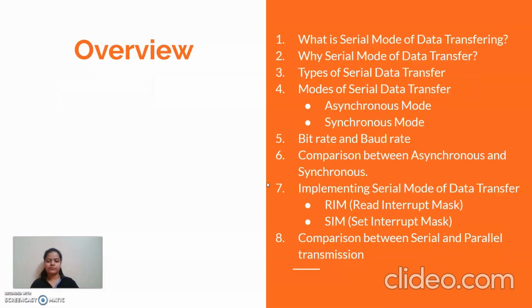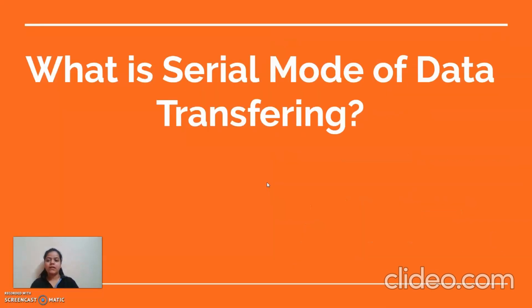This is an overview of what we are going to see in this presentation. First of all, what is serial mode of data transferring? Transferring of data as a single bit at a time using a fixed time interval for each bit. This mode of transmission is known as bit serial transmission. In serial transmission, the various bits of data are transmitted serially one by one.